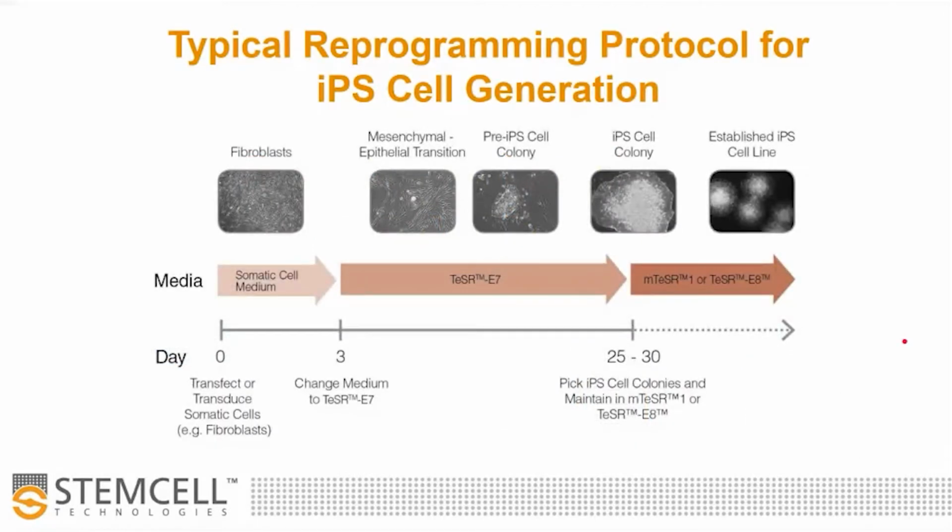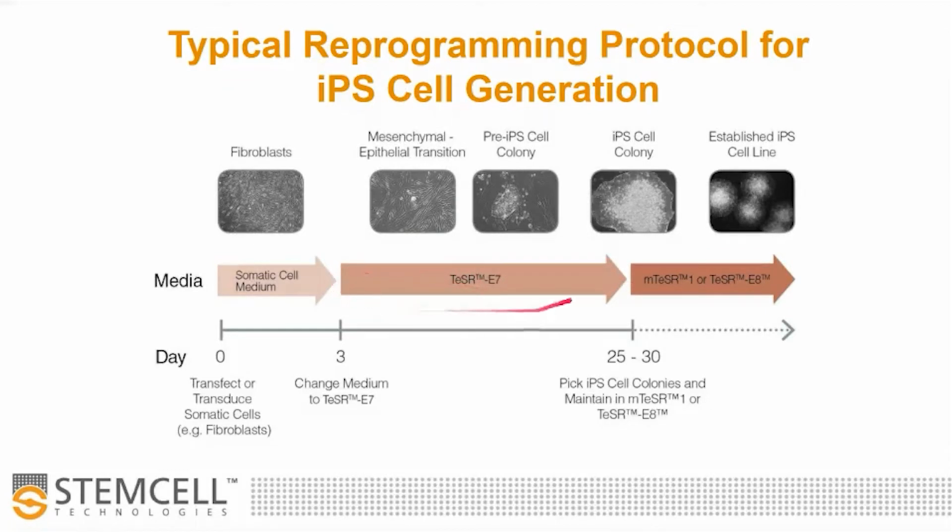So the typical reprogramming protocol for iPSCs from fibroblasts looked like this. On day 0, you would transfect your somatic cells, your fibroblasts, with episomal vectors. And then you would place those somatic cells back in their somatic cell medium, so in a high glucose DMEM serum containing medium for 3 days, to let the fibroblasts recover from the transfection. On day 3, you would switch that medium out to the reprogramming medium TeSR-E7, and you would do daily medium changes up to about day 25 to 30.